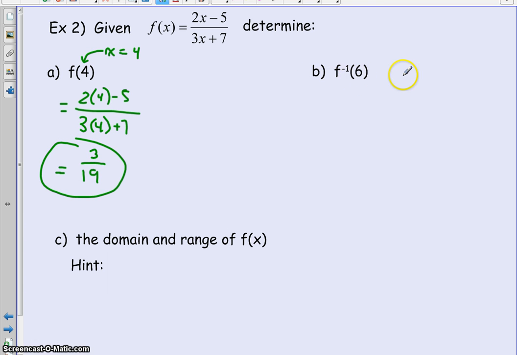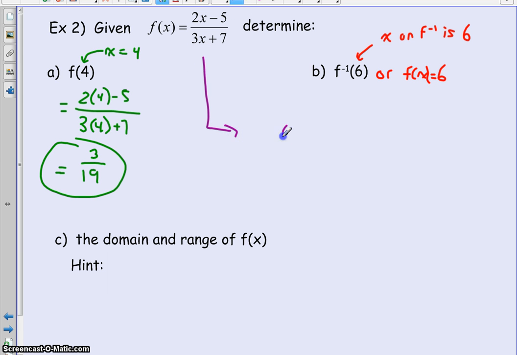Okay, as for b, f inverse of 6, there's two approaches to this. You can either find the inverse, because what this is telling you is that the x value on the inverse is 6. But remember, one of the things we learned about inverses is that the x value on the inverse is equivalent to the y value on the original function. So this is the exact same thing as solving the equation f of x equals 6. So let's do that. That's much easier because then we don't have to find the inverse.